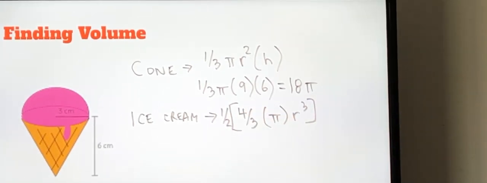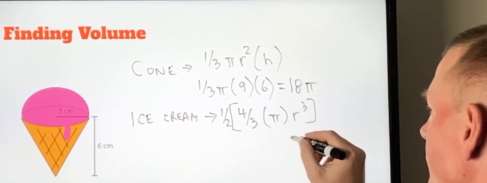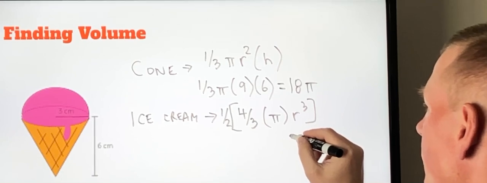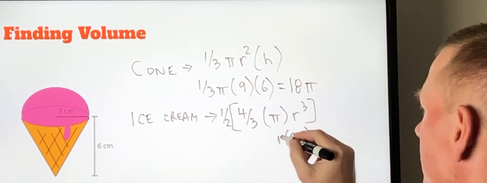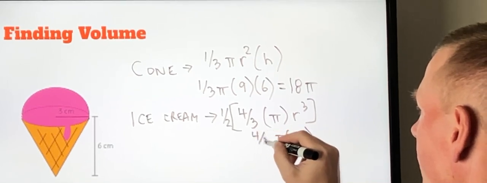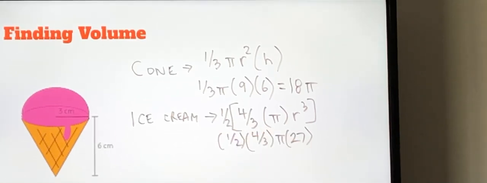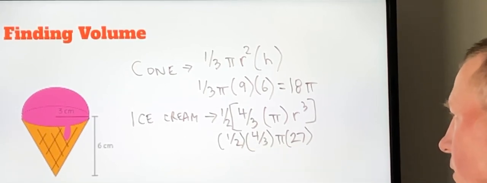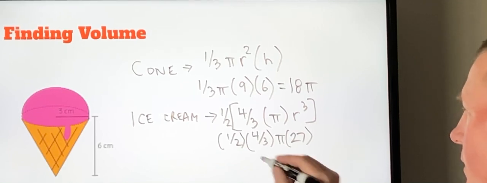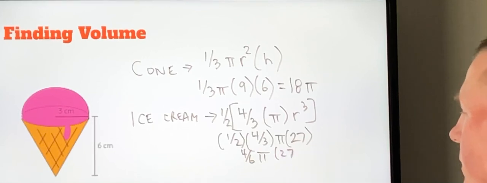Okay, so if we fill that in, for the radius we're filling in 3. So 3 cubed is 3 times 3 is 9, times 3 is 27 pi, and then the 4/3 and times the 1/2. Okay, so if we keep going from that point, 1/2 times 4/3 is going to be 4/6. So 4/6 times pi times 27.